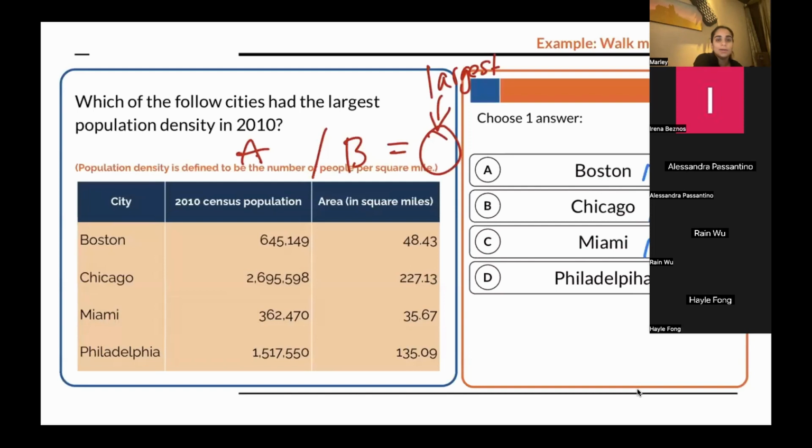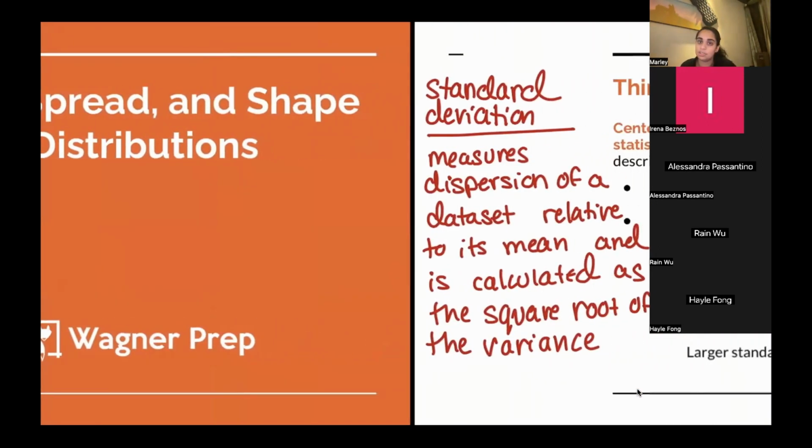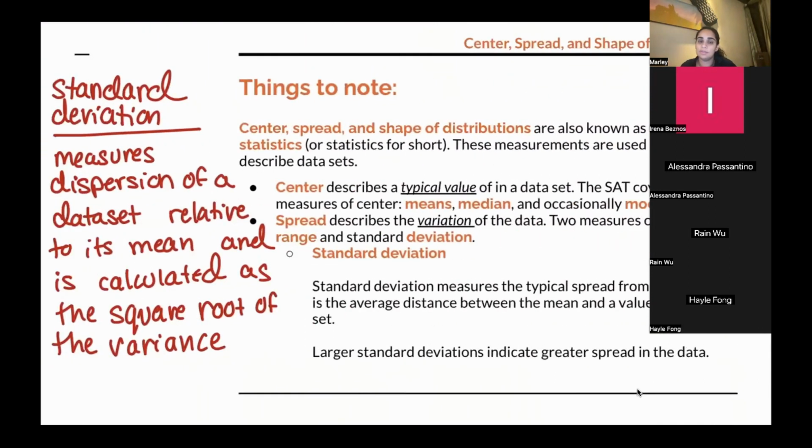Okay, so I just pre-wrote the choices for us, but it is answer choice A. Now we're going to move on to center, spread, and shape of distributions. I just added the definition of what standard deviation is, but the SAT does not use this. It's just in case you're interested in statistics, or in case you're taking a statistics class, it would be a little bit different.